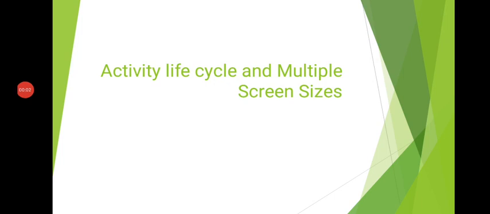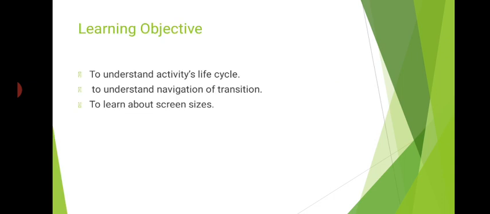Our next topic is on session 9. The topic name is activity life cycle and multiple screen size. The objective of this session is to understand the activity's life cycle, to understand navigation of transition, and to learn about screen sizes.